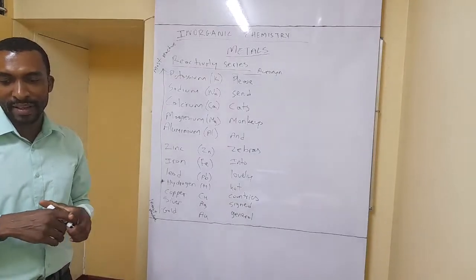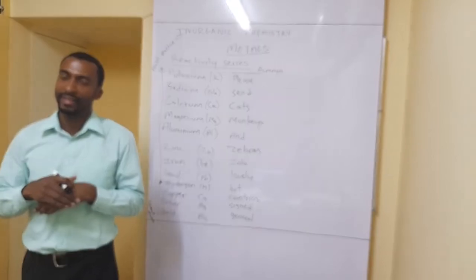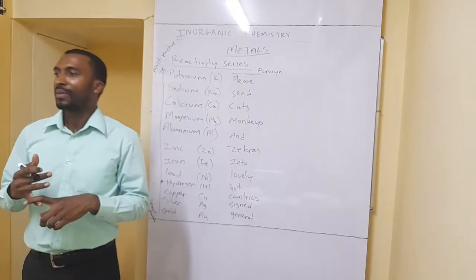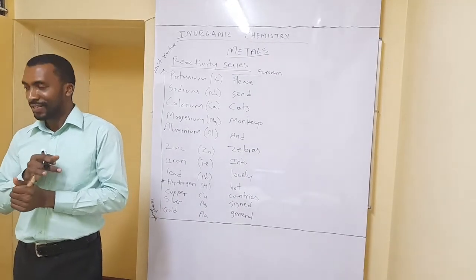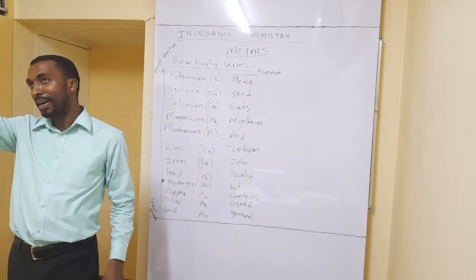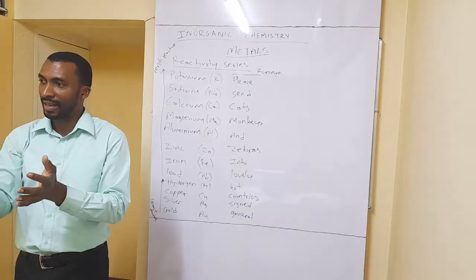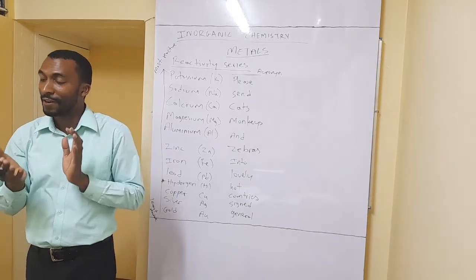So what are some of the physical properties of metals? They are good conductors of electricity and heat. We all know that, right? Metals, like the wire that they use in the cable to conduct electricity. If you check the pot and the stove, it can get very hot.